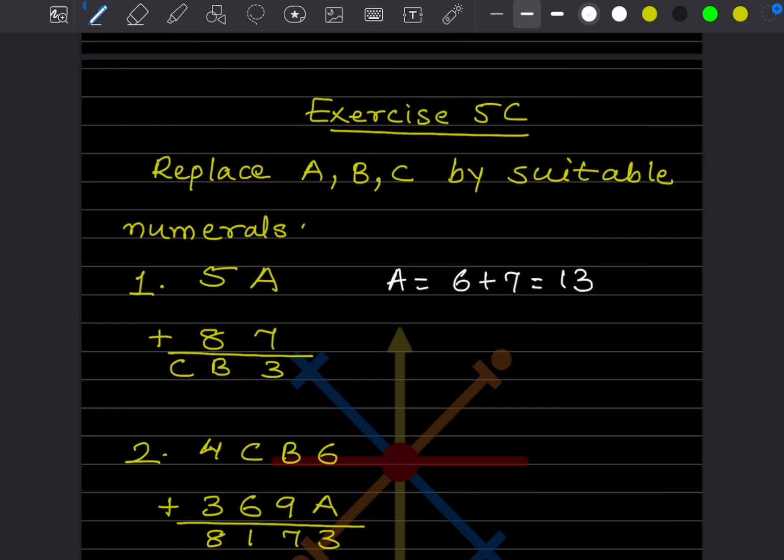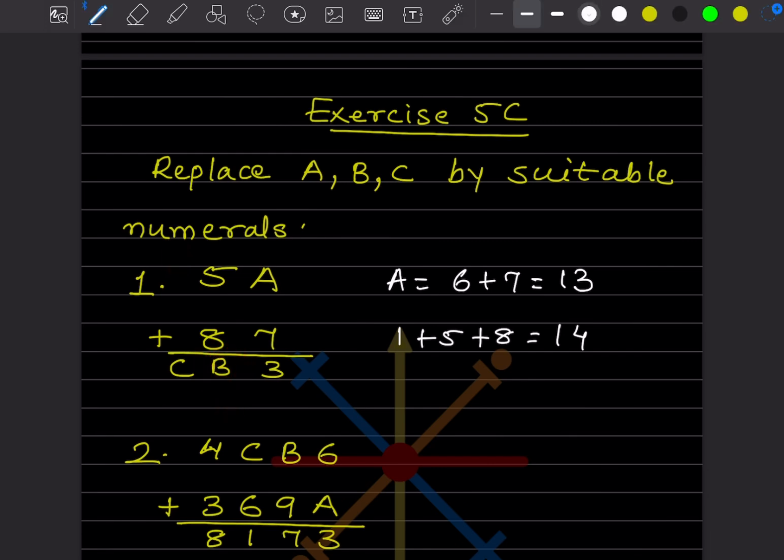Now what will be here in the tens place? Already we have 1 over here. So 1 plus 5 plus 8. Let us write here 1 plus 5 plus 8, that is going to be 14. So 14 means here is going to be 4 and here will be 1. So now C is going to be 1. Hope you got this one.